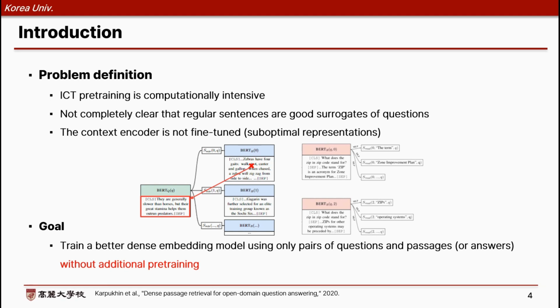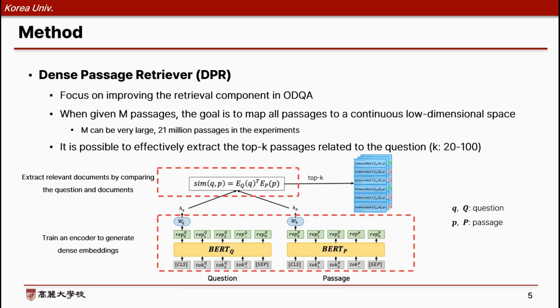but to make a good model with only question-passage pairs without additional pre-training. The proposed method focuses on improving retrieval performance in performing open domain QA. In addition, given M passages in training the retriever, it aims to map information on each passage to a low-dimensional space.